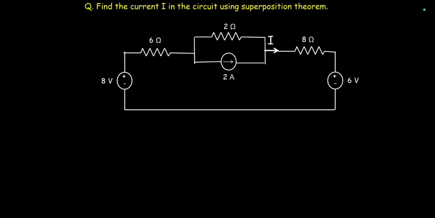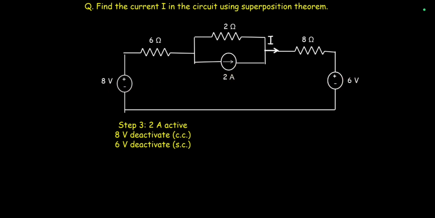We got I double dash. Now in step number 3, we will consider 2 ampere and we have to deactivate this 8 volt and 6 volt. Both are voltage sources, so we have to short circuit both. Now the name of the current will be I triple dash, and we have to find its value. Now this is a practical current source, because in parallel with this 2 ampere current source, a resistor is connected.